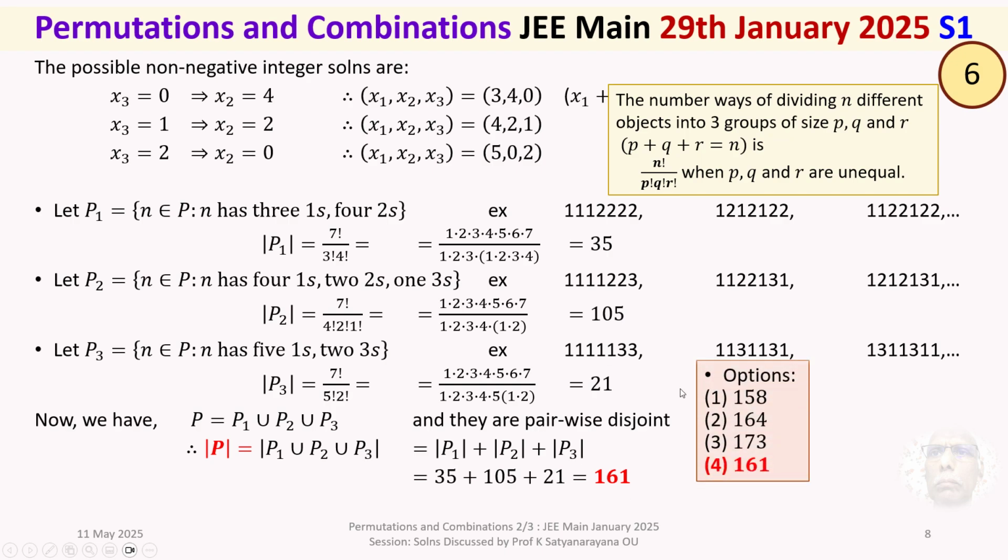Let's look at our options. Our answer 161 appears against option 4. Therefore, the answer to this question is option 4. That is the detailed discussion of the solution of this problem, and I like this problem. It's a good question. We move to the next question.